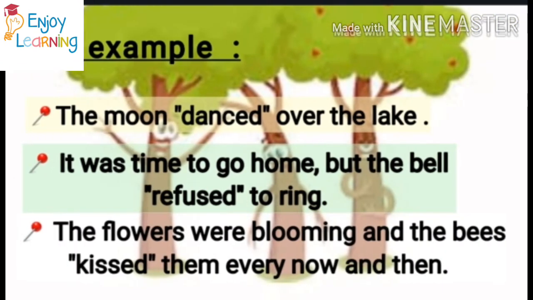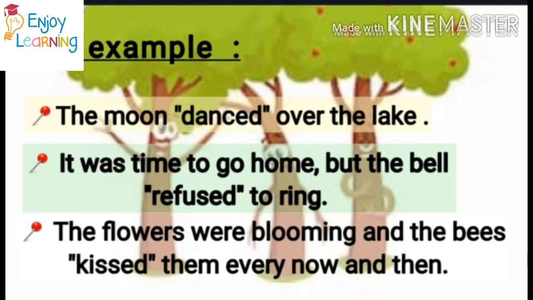the moon danced over the lake. So here the activity dancing is performed by human beings, but here it is associated with a non-living object, moon. The moon is said to be dancing, so the moon is personified. Next is, it was time to go home, but the bell refused to ring. Again, an action of human beings, refusing something, is being linked with a non-living object, bell. So again the bell is personified.